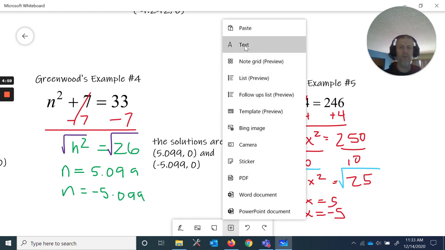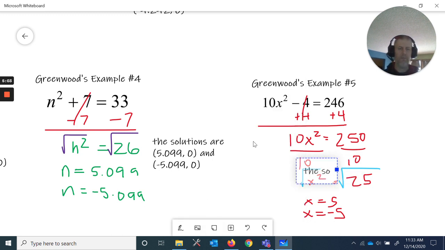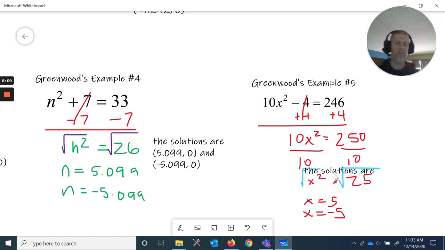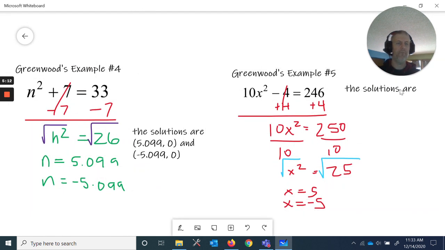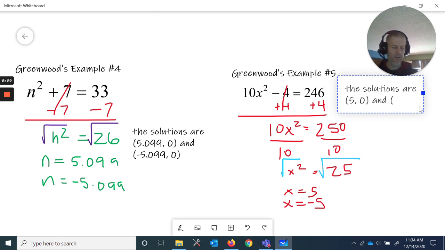And then my solutions will be like this. Let's just drag that over there. Slide that up and over just a little bit. Okay, and now I think we're ready. So my solutions are 5, 0, and negative 5, 0.